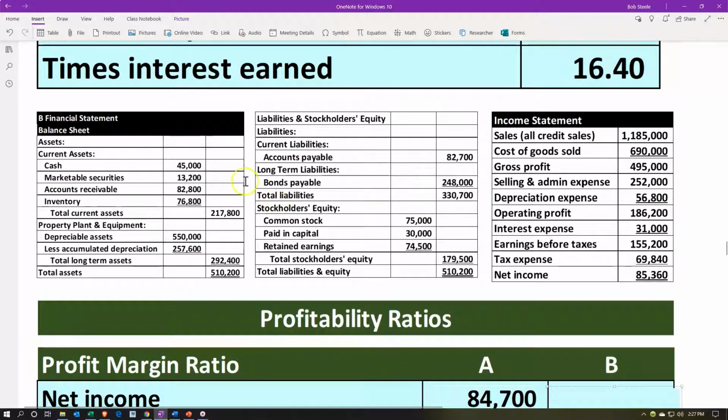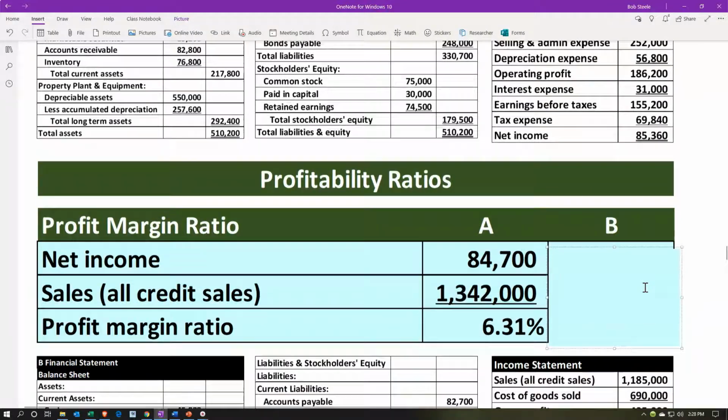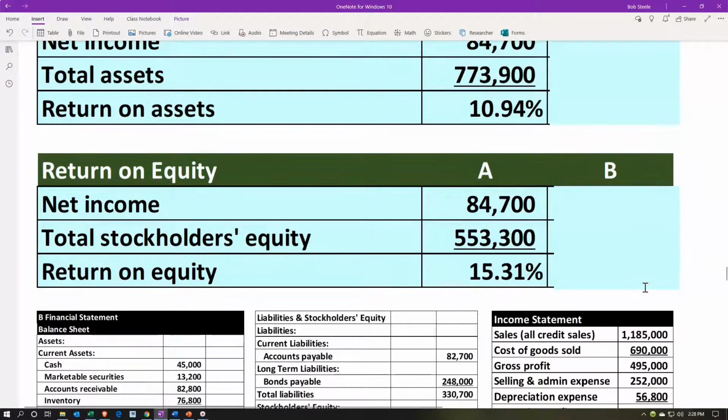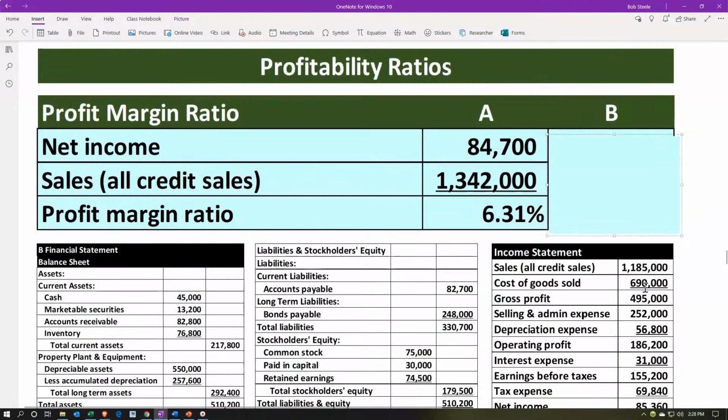So we have a similar layout as we had before, except now we've got our data set for Company B, that being the balance sheet, total assets and liabilities on it, then the income statement, the performance statement, bottom line, net income of the income statement. So we'll go to our profitability ratios, those being once again the profit margin, the return on assets, the return on equity that we will be calculating here.